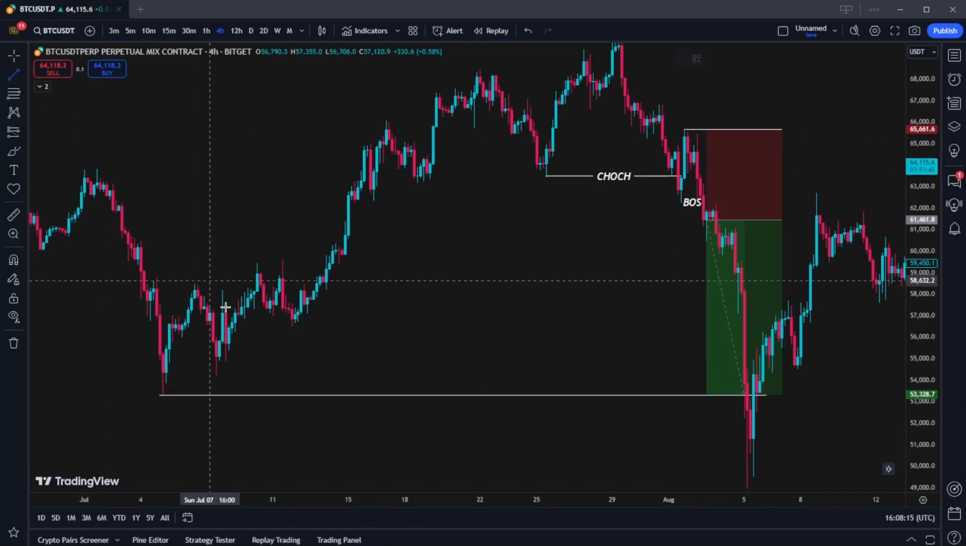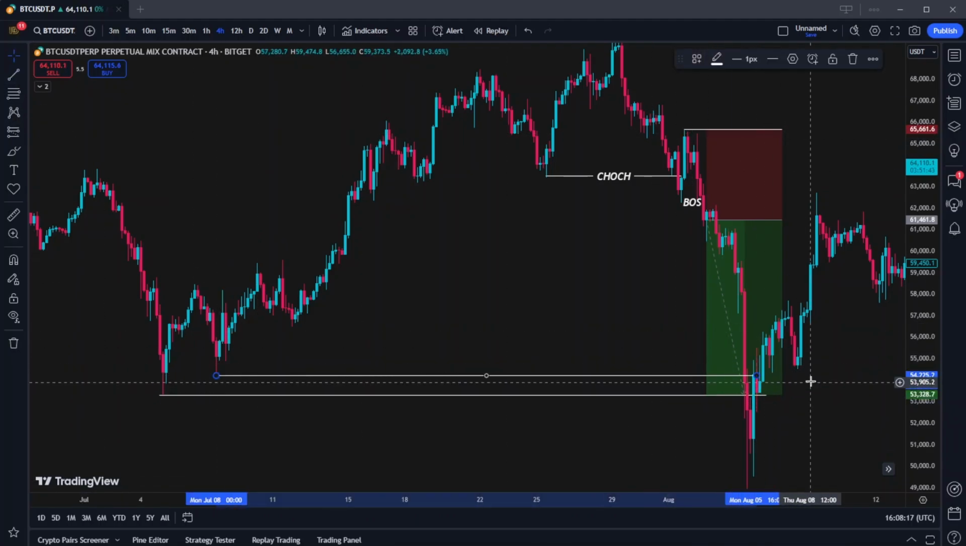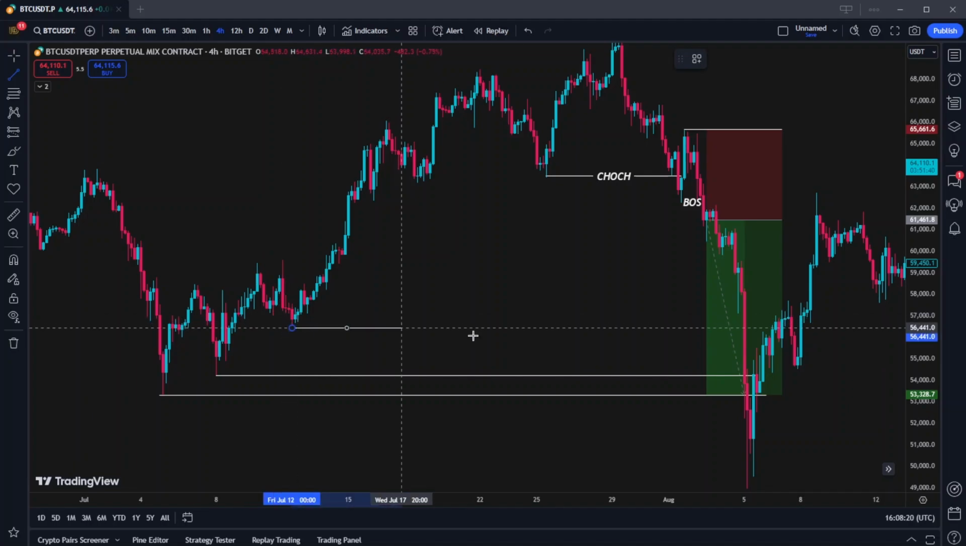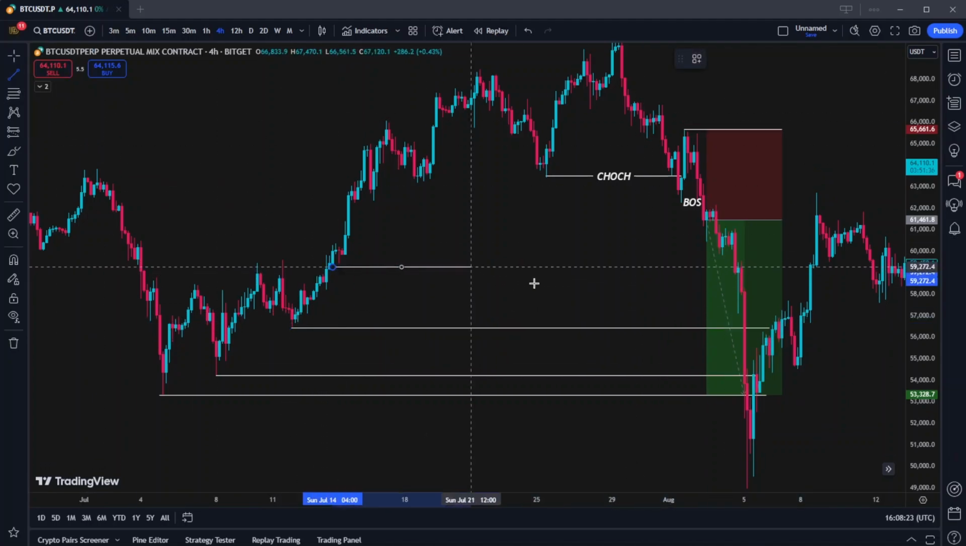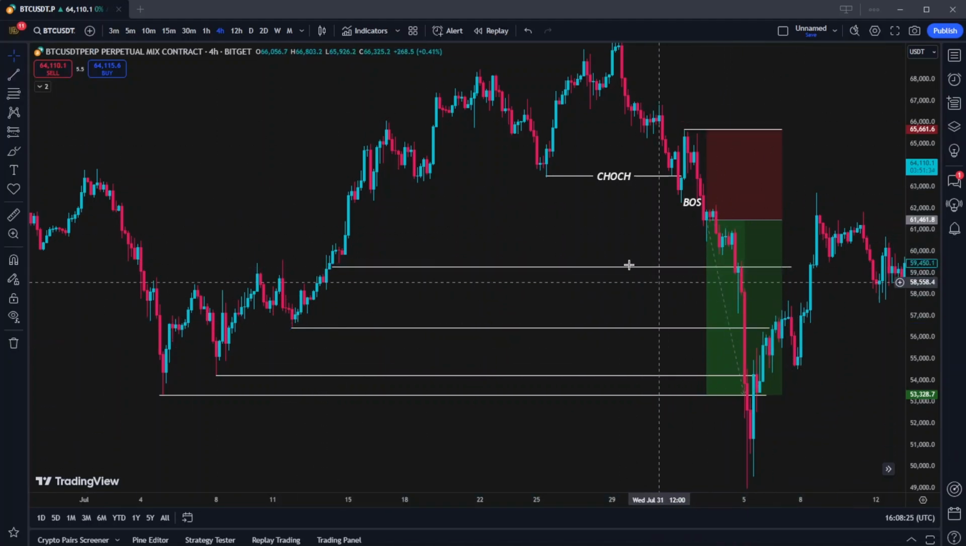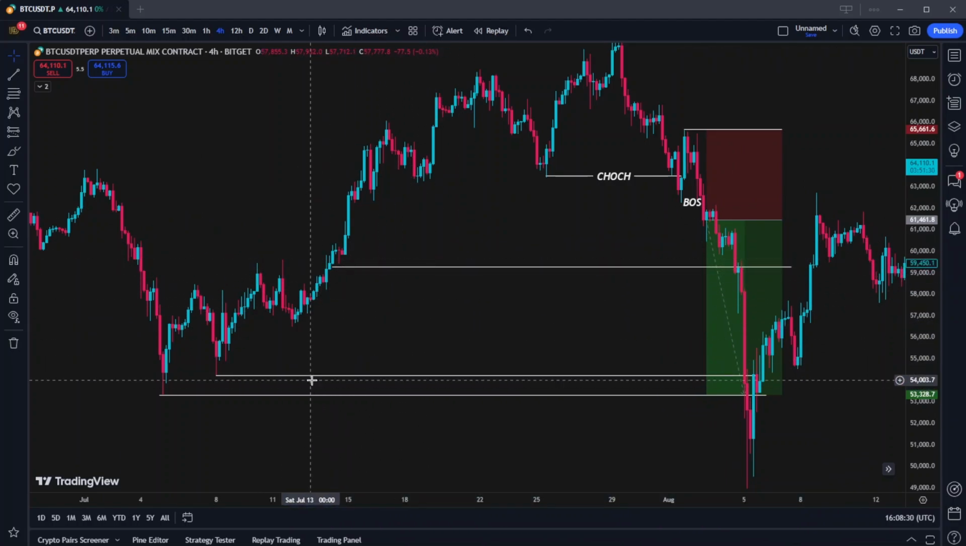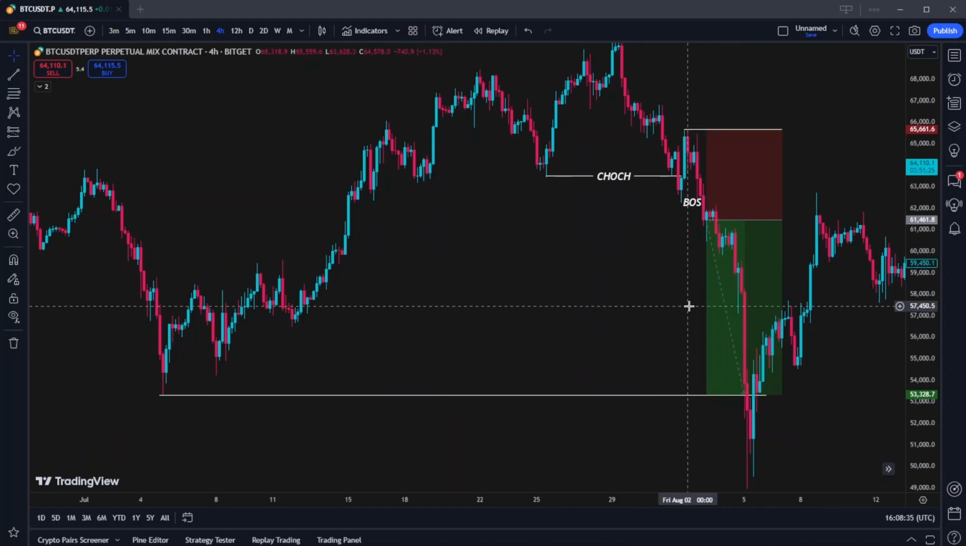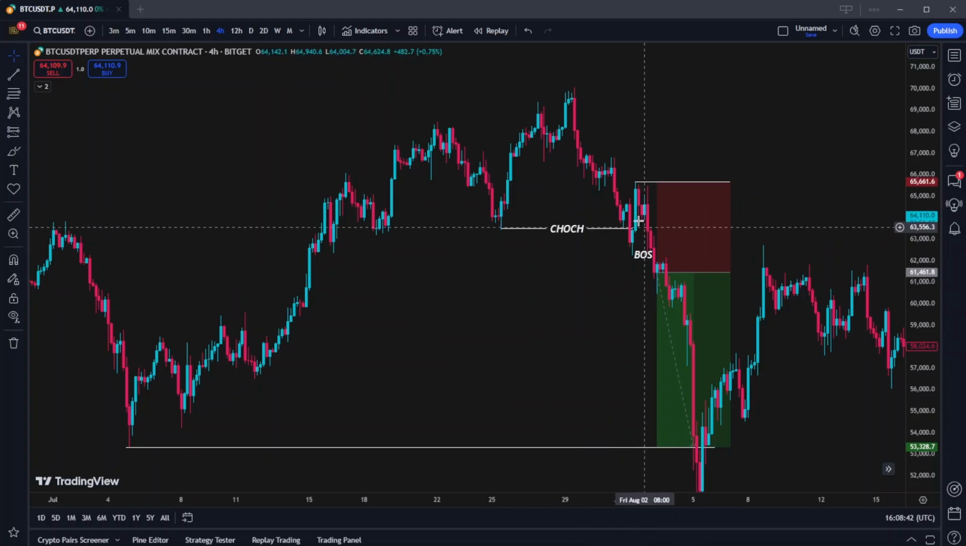Again, you could have done any one of these lows. You could have done this low, this low, or this low. There are many lows that you could have gone from. I just chose the lowest one, or you can also choose all of them and have multiple take profits. So this is a quick and simple strategy that you can use. Again, we're going to cover way more key segments of smart money in the next episodes, and you can add those on as confluences as well.